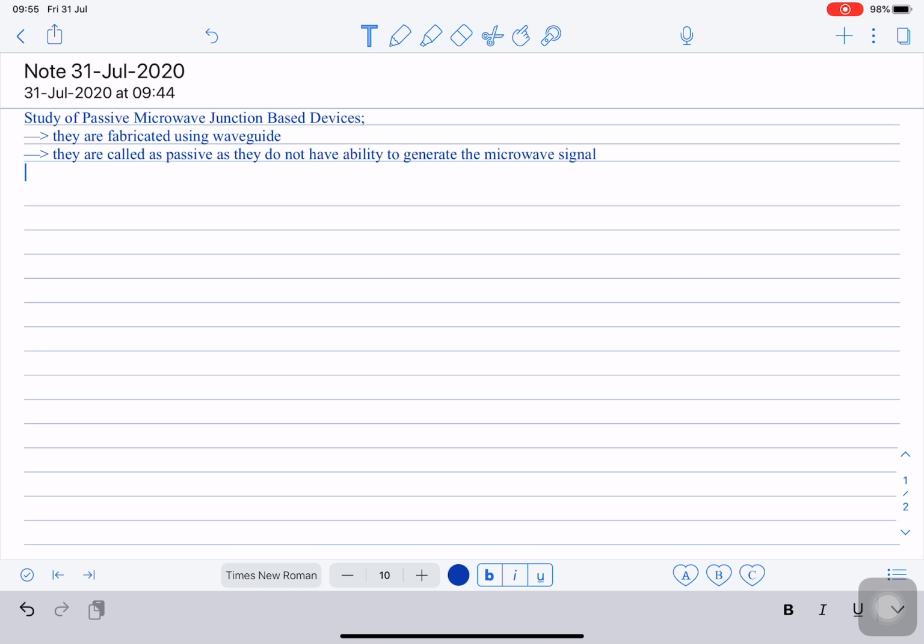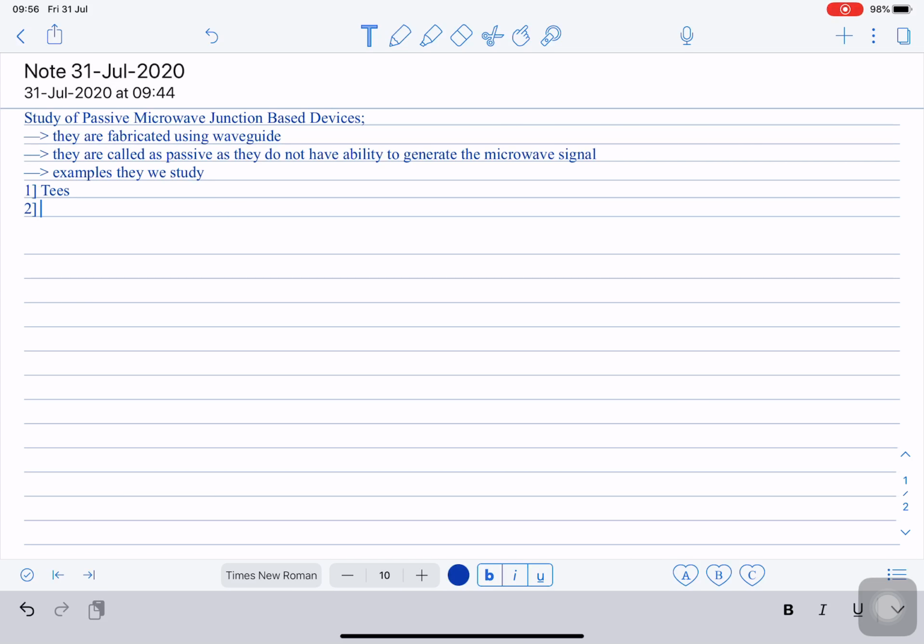So the examples of passive devices that we study. The first example is the different types of T's. We'll come to what we mean by T. Then we will study the directional couplers. Then we are going to see the isolators, and then circulators.